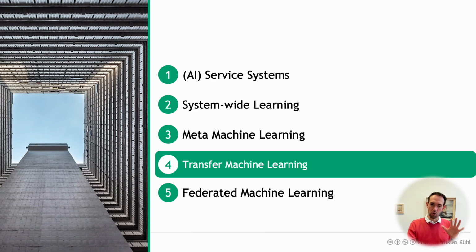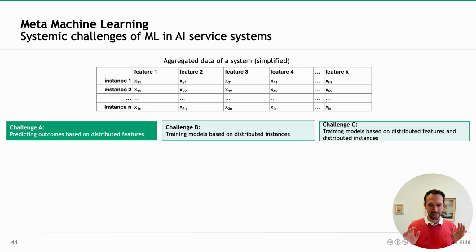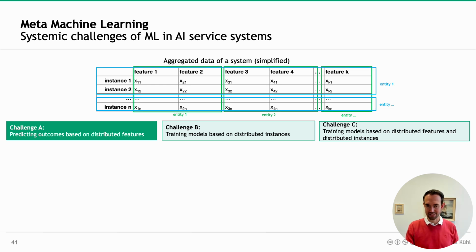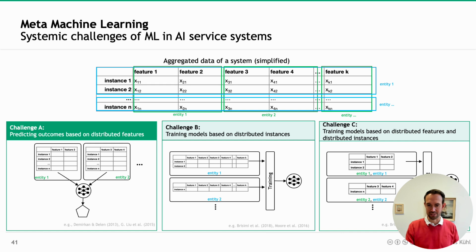And first, let's go back and look at the systemic challenges that we faced when it comes to our system that we want to look at. Again, the issue that we face here is that our data can be distributed across the features or across the instances or across both, if you recall, right? So features distributed across different entities, but same instances. Features are all the same, but instances vary, or we have two at the same time. And this obviously has different implications for the solution that we are looking at.